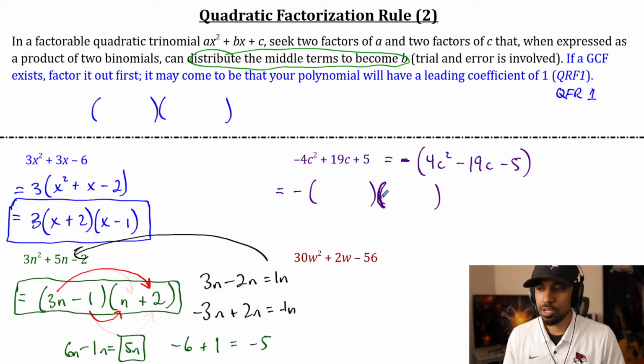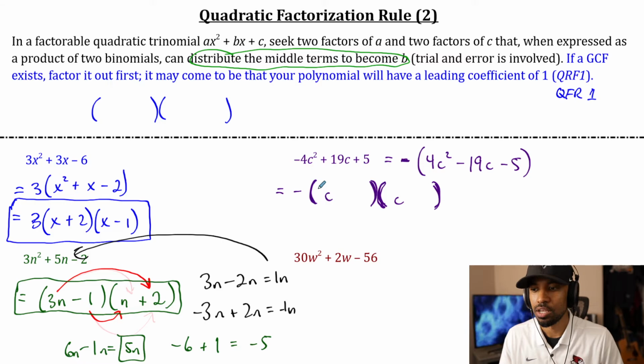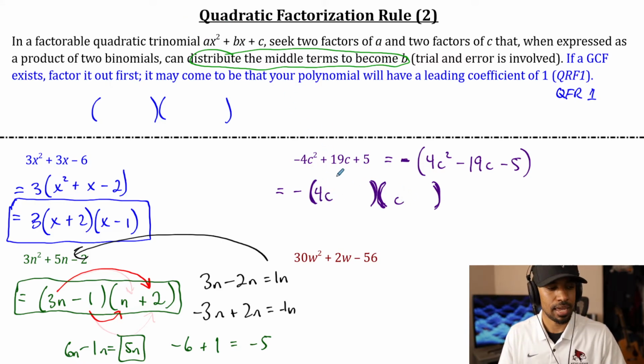Now, this one's a little bit trickier, not just because of the negative portion right there, but also because 4 is our leading coefficient for the quadratic term. We know it's going to be some c times c. What we don't know is, 4 is called a composite number. 4 isn't just 2 times 2, it's also 4 times 1. So the question is, do I write 4c times c, or do I write 2c times 2c?